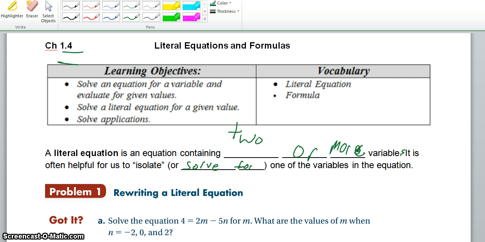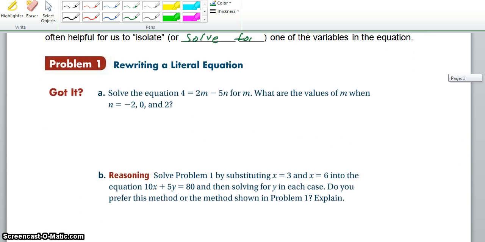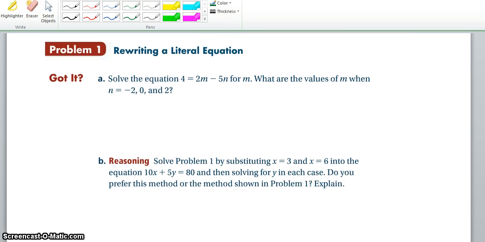So when we look at equations like this, and you may have seen it if you've worked through the Pearson module, this is the got it question from 1-4. It says solve the equation for m. What are the values of m when n is those three values? I always start by writing my equation out somewhere. So we have 4 equals 2m minus 5n. Since we want to get m by itself, and it's positive, I'll get rid of the other term by adding 5n to both sides. So now I get that 2m is equal to 4 plus 5n.